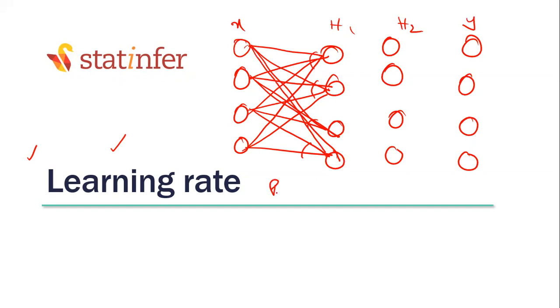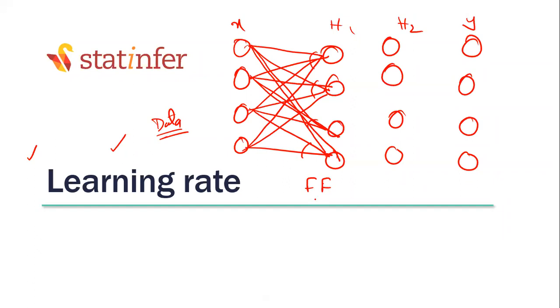Random initialization. Okay. After that, what is the next step? You take the data and make the calculations forward. That particular step is known as, what is the name of that step? Feed forward step, right? Feed forward.